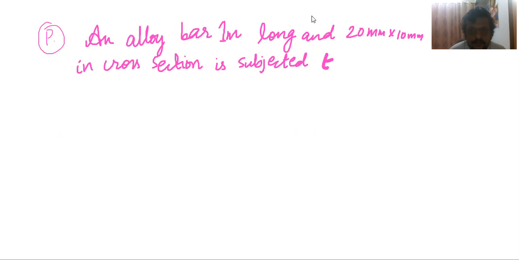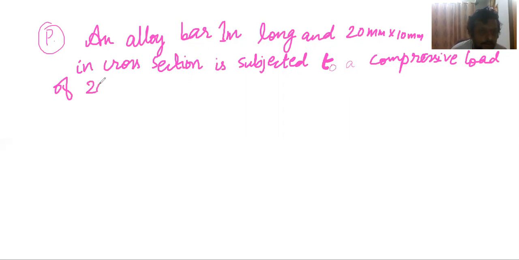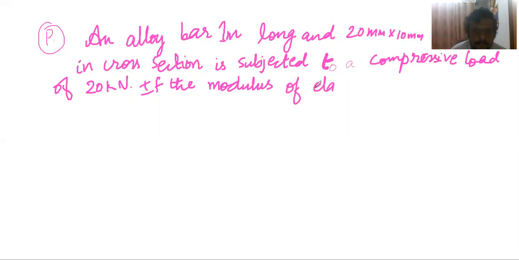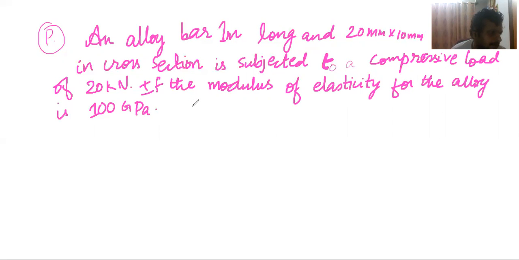compressive load of 20 kilonewton. If the modulus of elasticity for the alloy is 100 GPa, find the decrease in the length of the bar.